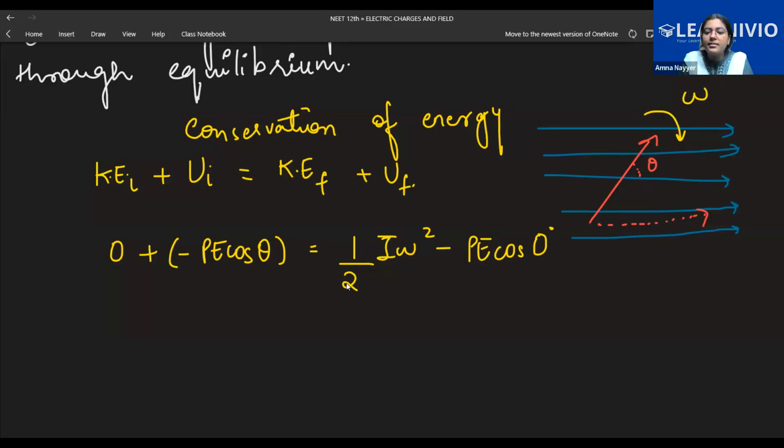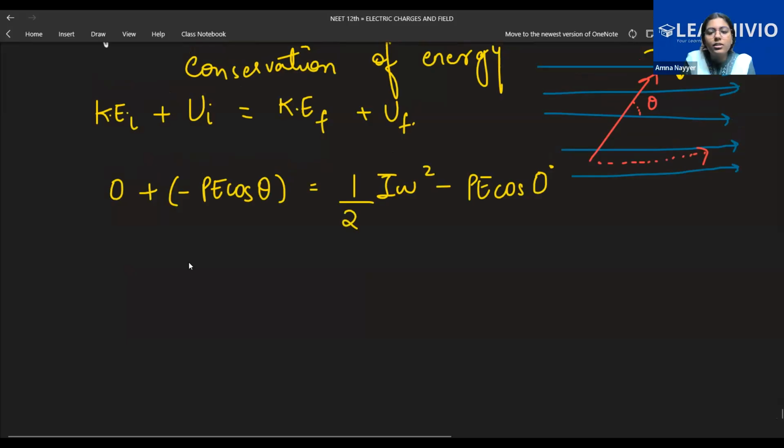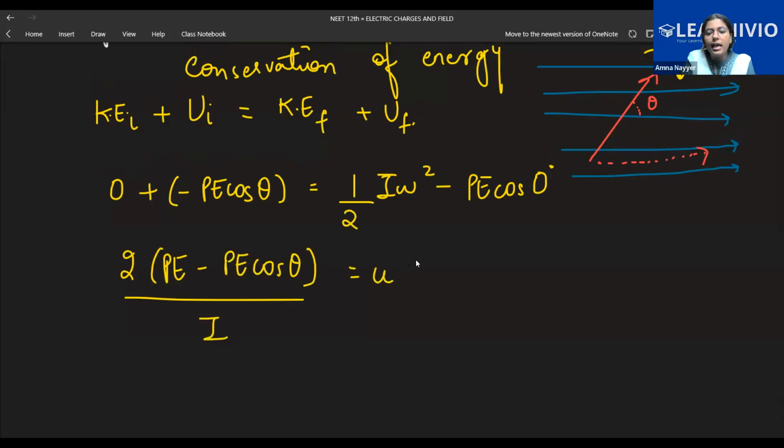Now we just have these things and we have to add it up. Cos 0 degree is 1, so that is minus PE. Here we have minus PE cos theta and half I omega square is present, and initial kinetic energy is already 0 from here. So we need to get the omega. We are going to shift it here: PE minus PE cos theta. This 2 will get multiplied and I will be divided. This much is equal to omega square, class.